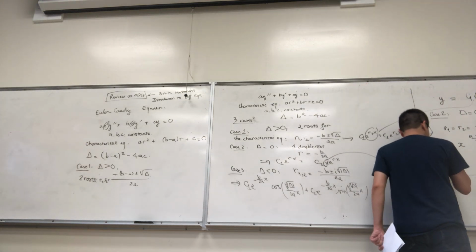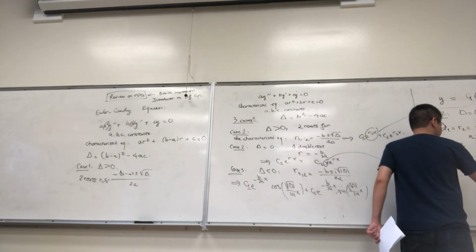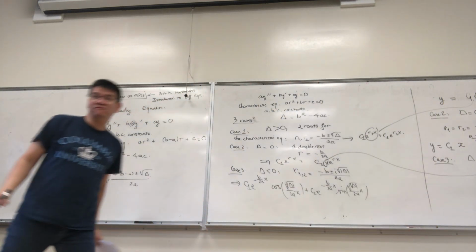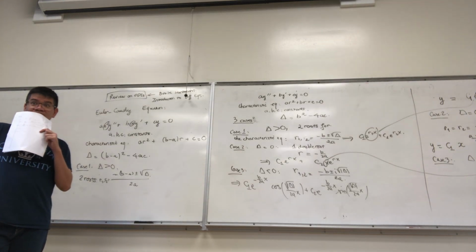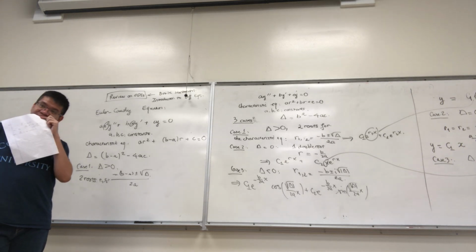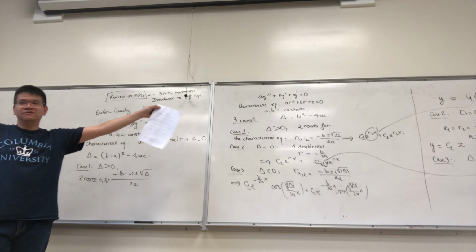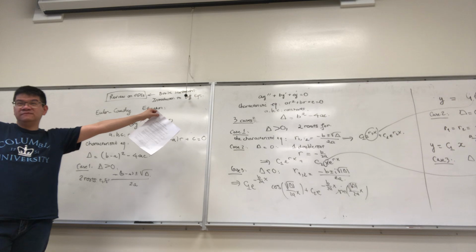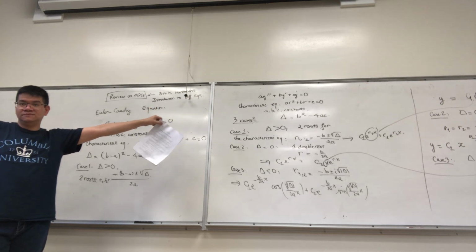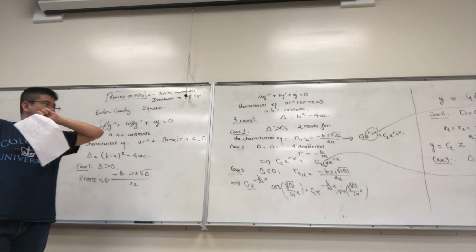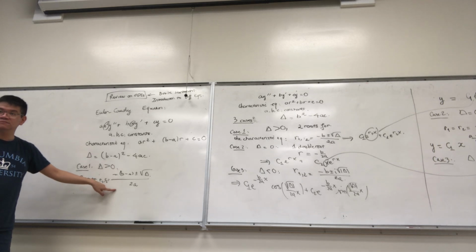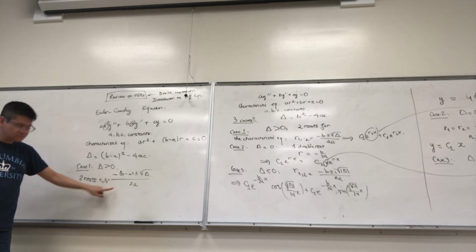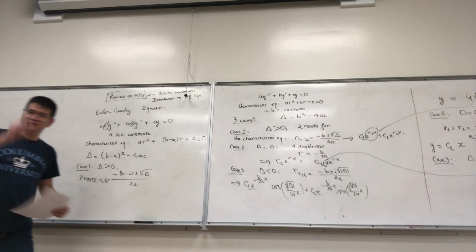All right, case number 3. Delta is negative. What happens when delta is negative? How many roots do we have? What are the two roots? I want to know the two roots of the quadratic form first. It would still be minus b plus or minus i times the square root of the absolute value of delta over 2a.